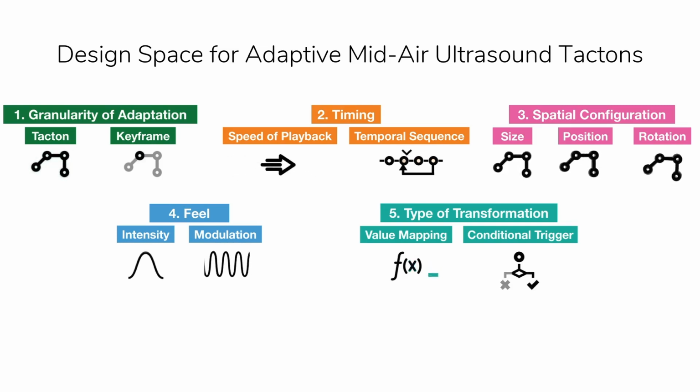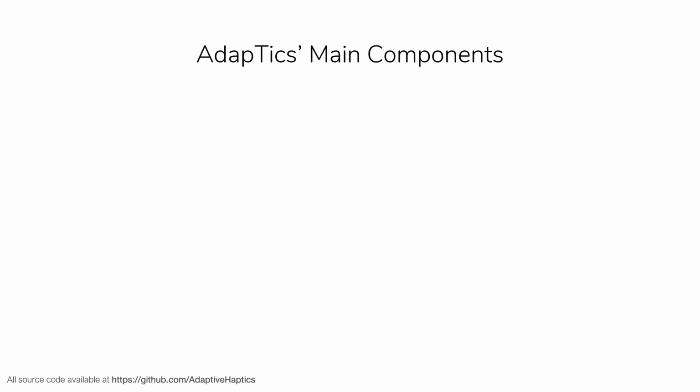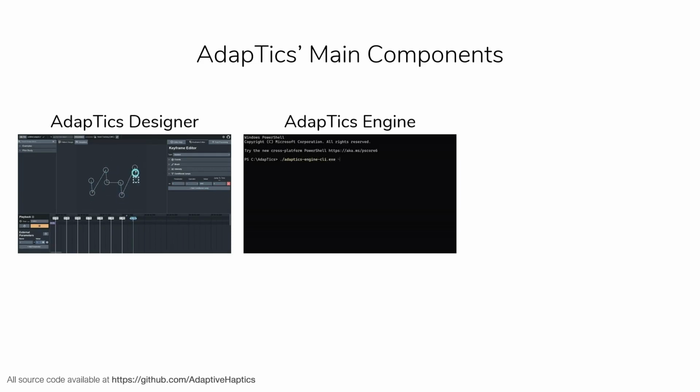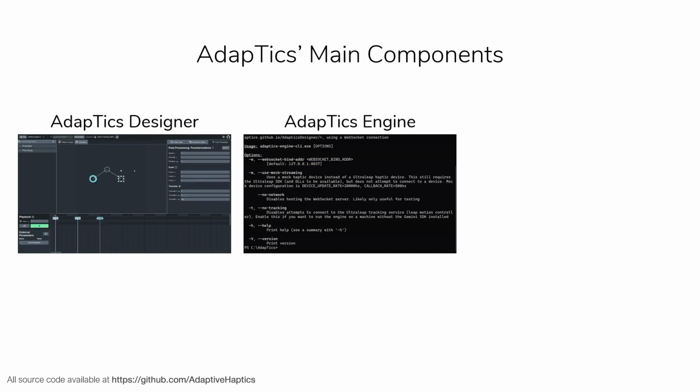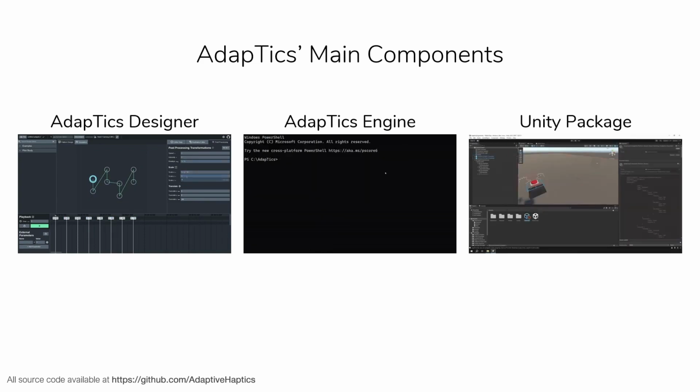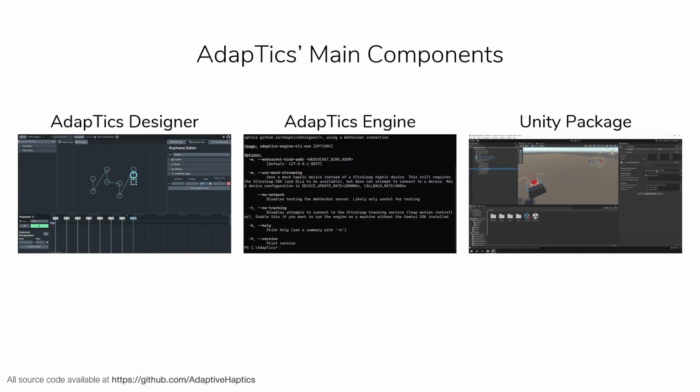Finally, the 5th dimension describes how exactly external parameters are mapped to changes in the tacton sensation, either with formulas or with conditional triggers. We built this design space into AdapTics, an open source toolkit for rapid prototyping of adaptive sensations. The largest component is the designer, which is a web-based graphical design tool for creating and testing adaptive tactons. Complementing this is the engine, a native application and software library to render the tactons created with the designer on haptic hardware. Additionally, the Unity package, which is a high-level wrapper for the engine, enables easy integration of adaptive tactons in Unity scenes.